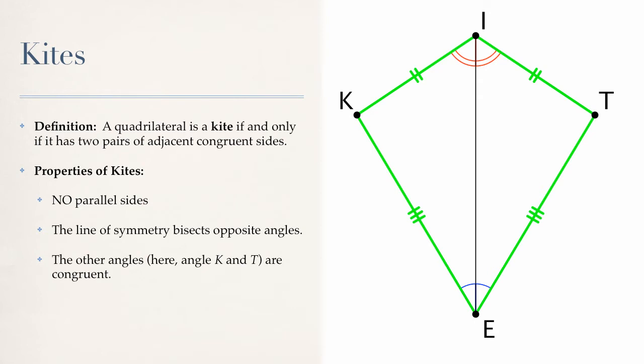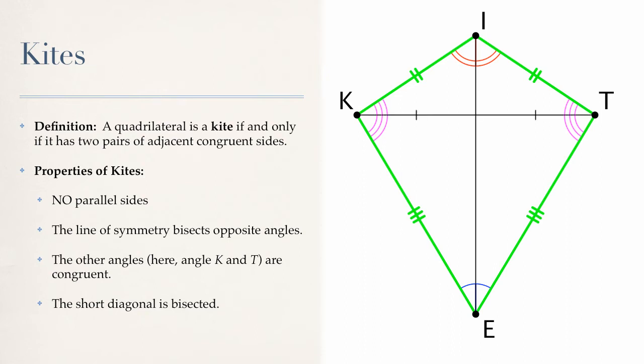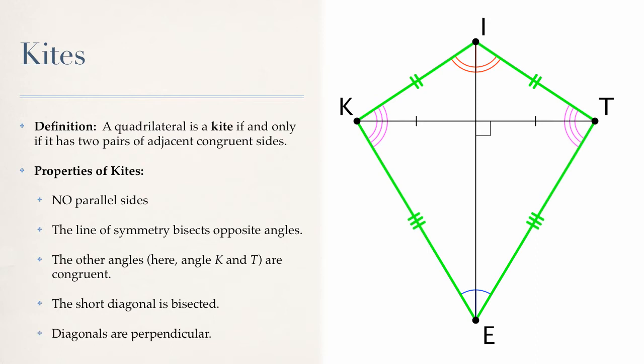The other angles, in this case angle T and angle K, those angles are congruent, and we could prove that using side, side, side. Also, the short diagonal, in this case that diagonal, is bisected. And finally, the diagonals are perpendicular.